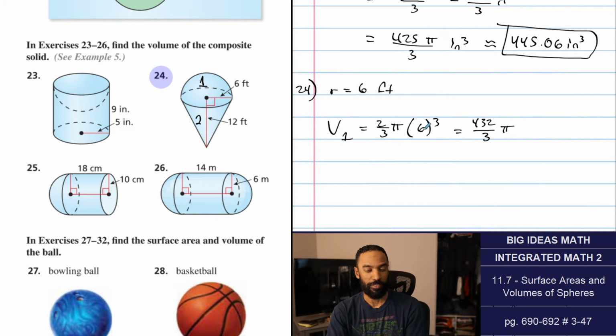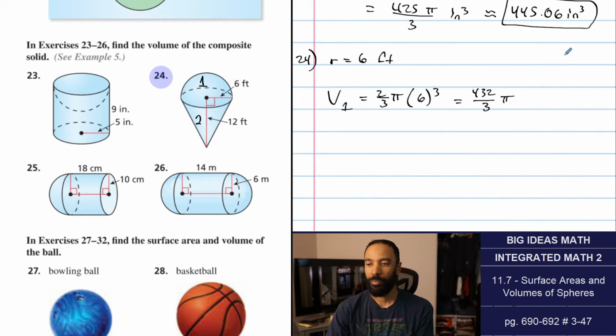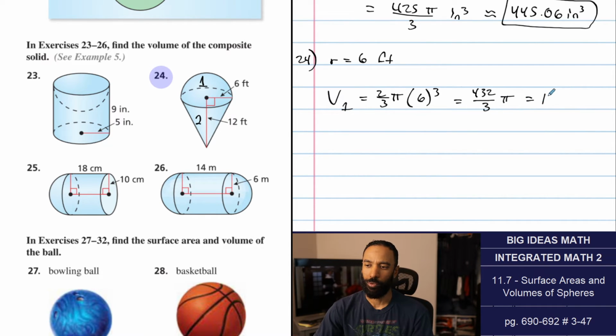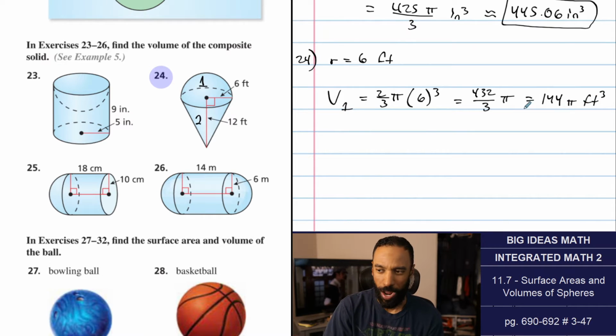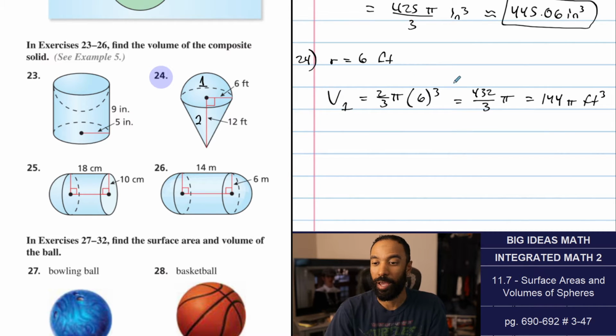But this number should be divisible by 3 because I'm cubing a 6. 6 can divide by 3, so can 3 6s multiplied. Anyway, 432 divided by 3, I should be using the calculator to begin with. 144. So this is 144 pi cubic feet. I'm not going to round it yet.